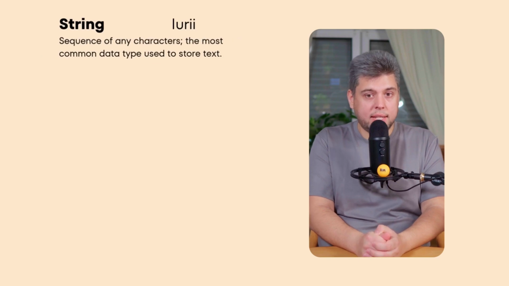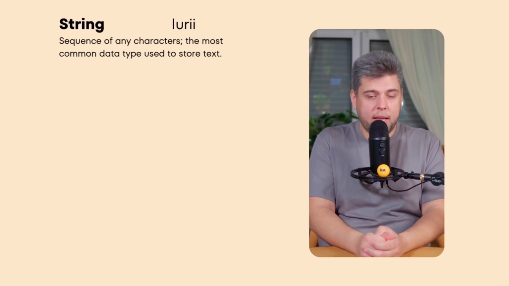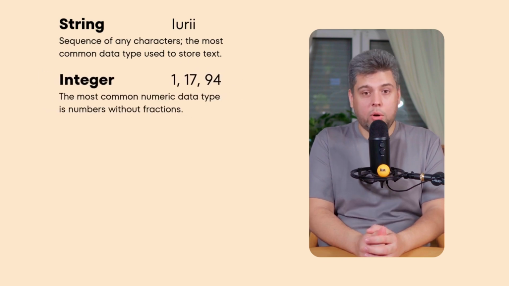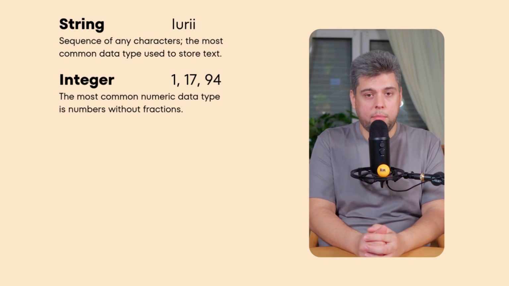String. Think of it as a container for text or words like names, messages, or descriptions. If you have an attribute called name with the data type string, it can hold values like Alice, hello world, or any other text. Integer. This container holds whole numbers without decimal points like counting numbers. An attribute age with the data type integer could have values like 5 or 100 but not 23.5 as it's not a whole number.